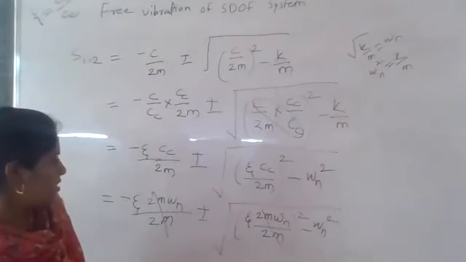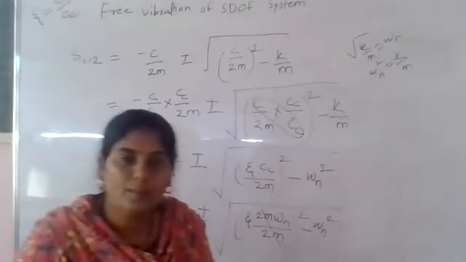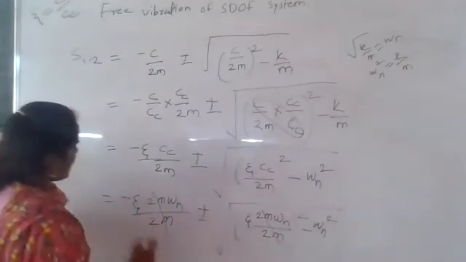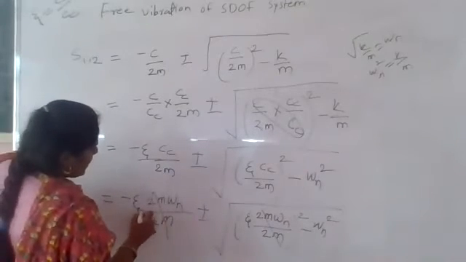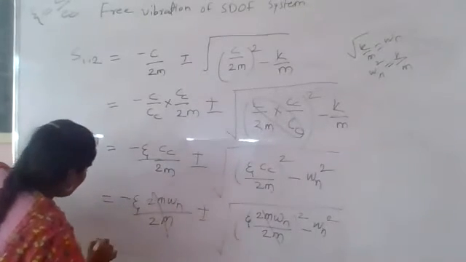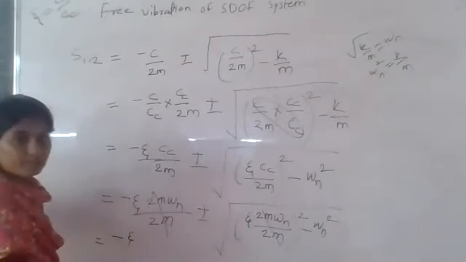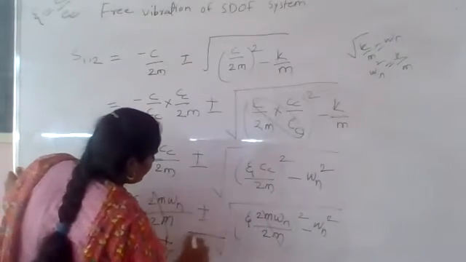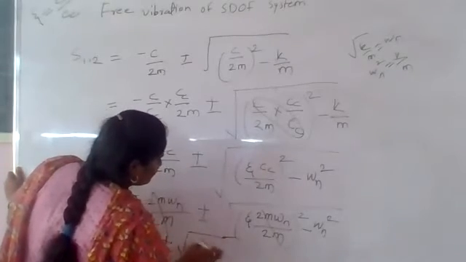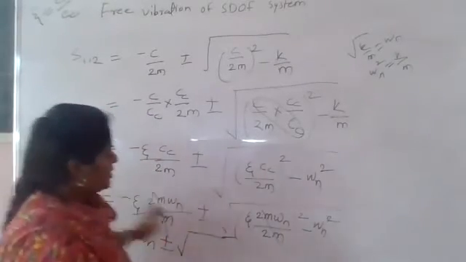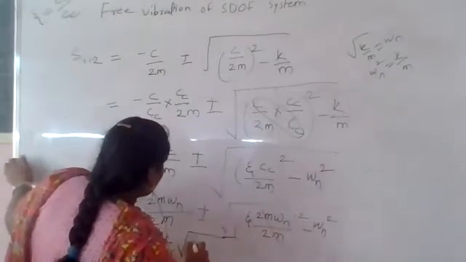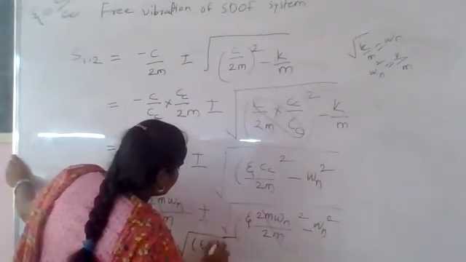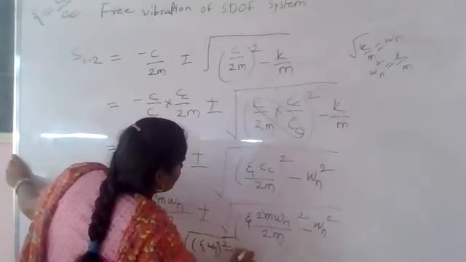Okay, write down the next step. What is the next step? Anyone can tell me please? I am waiting for your response. That minus zeta omega n, that remaining term is only minus zeta omega n, plus or minus root of which terminology is remaining now? Tell me. That is zeta into omega n, in bracket zeta omega n bracket square, minus omega n square.